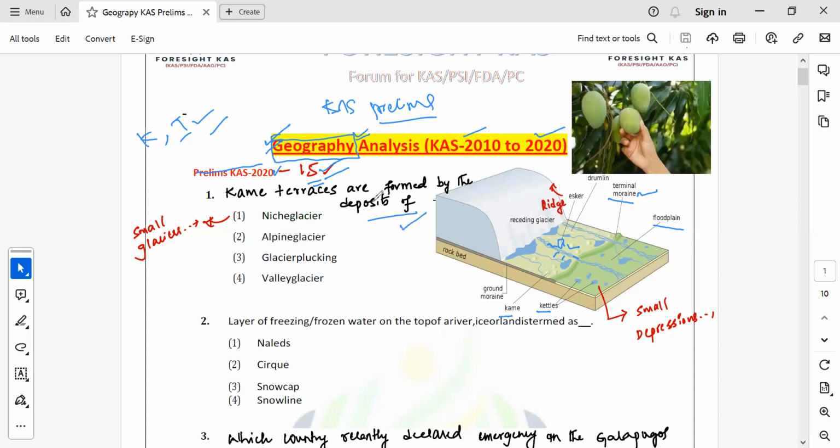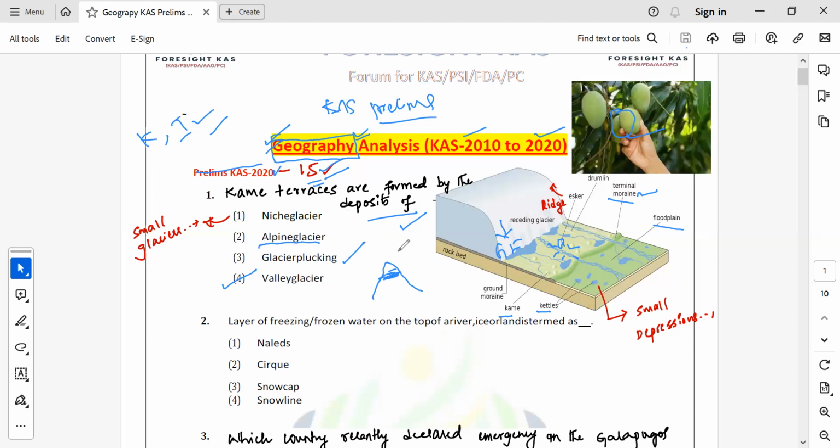Now we see, kame terraces are formed by the deposits of Niche Glacier, Alpine Glacier, Glacier Plucking, and Valley Glacier. See, these are valley glaciers. So other terminologies are also important. What is glacier plucking? See, how we pluck the mango, in the same way, glaciers will be plucked because of gravitational force. It falls. That is the meaning of glacier plucking. Alpine glaciers, in higher mountains, the glaciers that are formed are called alpine glaciers. See, these are mountains. Here you can see the deposits of snow, which is called alpine glacier.